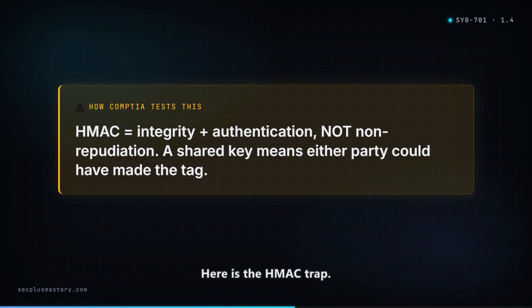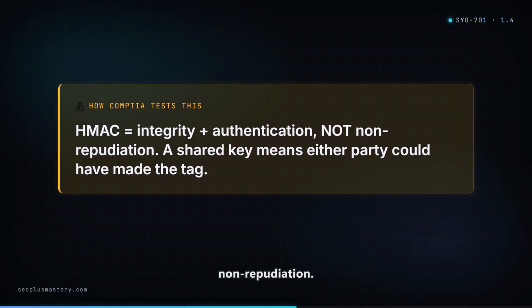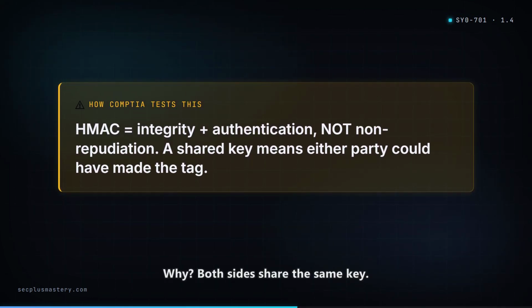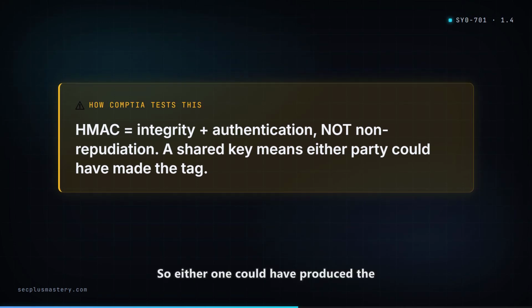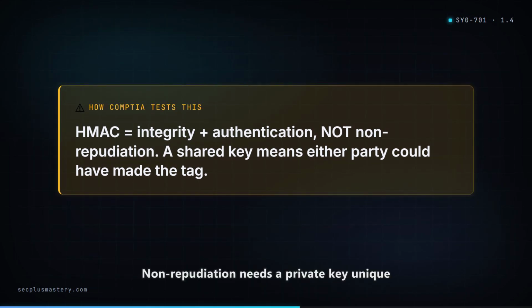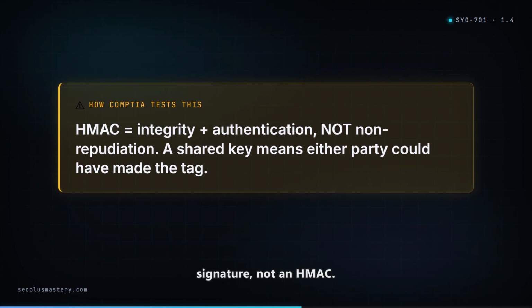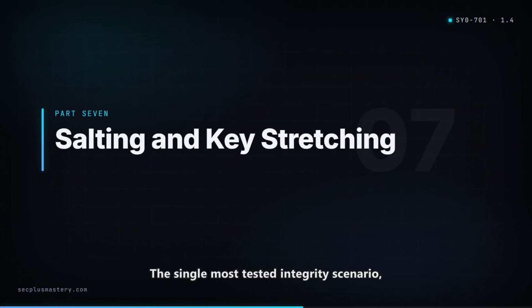Here is the HMAC trap. It gives integrity and authentication, but not non-repudiation. Why? Both sides share the same key, so either one could have produced the tag. You cannot prove which. Non-repudiation needs a private key unique to one signer, which means a digital signature, not an HMAC. The single most tested integrity scenario: how to store a password.